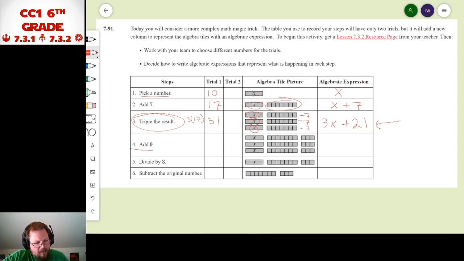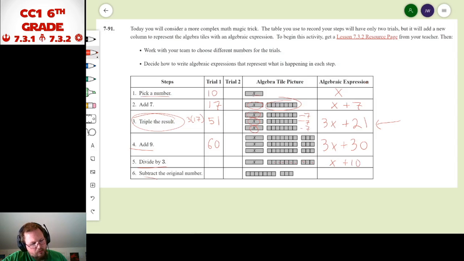Now, they added 9, but they broke it up into 3 groups. So that's going to put me to 60. This is now going to be 3x plus 30, because 21 plus 9 is 30. And now when they divided by 3, you go back and they say, well, I went from 3 rows that are the same. Dividing by 3 puts me to one of those rows, which is now x plus 1, 2, 3, 4, 5, 6, 7, 8, 9, 10.